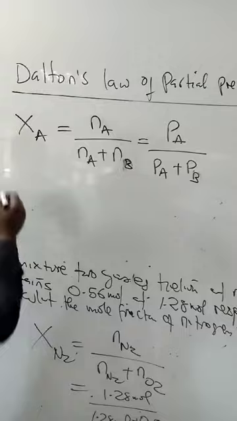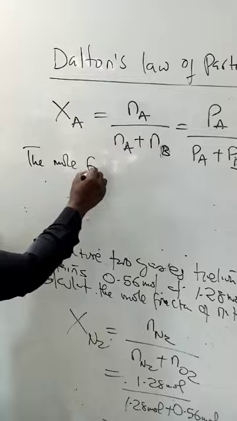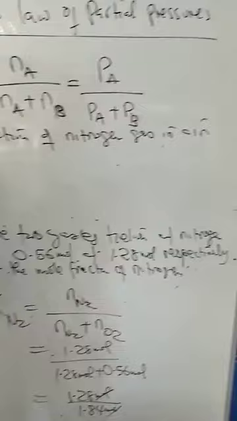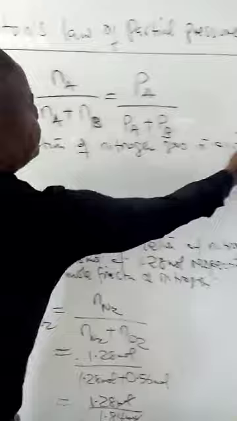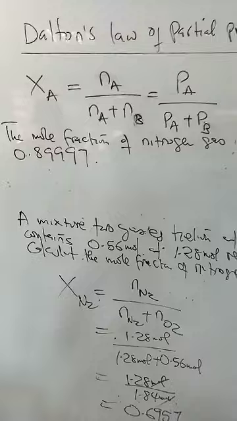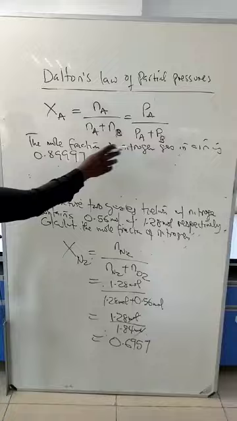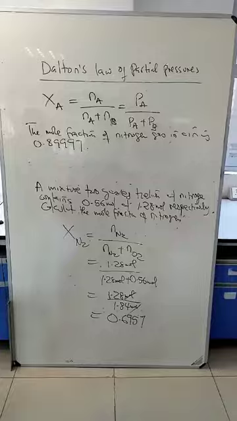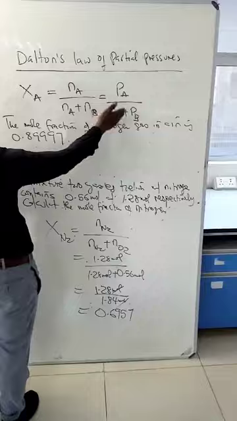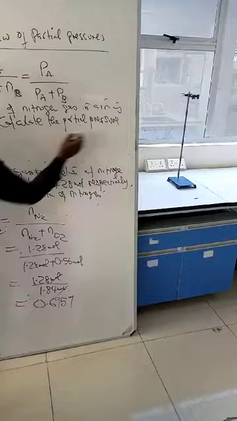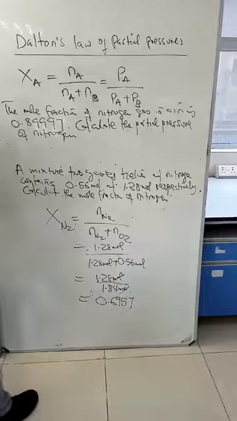For example, the mole fraction of nitrogen gas in air is 0.89997. Okay, then calculate the mole fraction of nitrogen. So now when we are given the mole fraction of a gas, we can calculate the partial pressure. Calculate the partial pressure of nitrogen. So let's see what we can do.